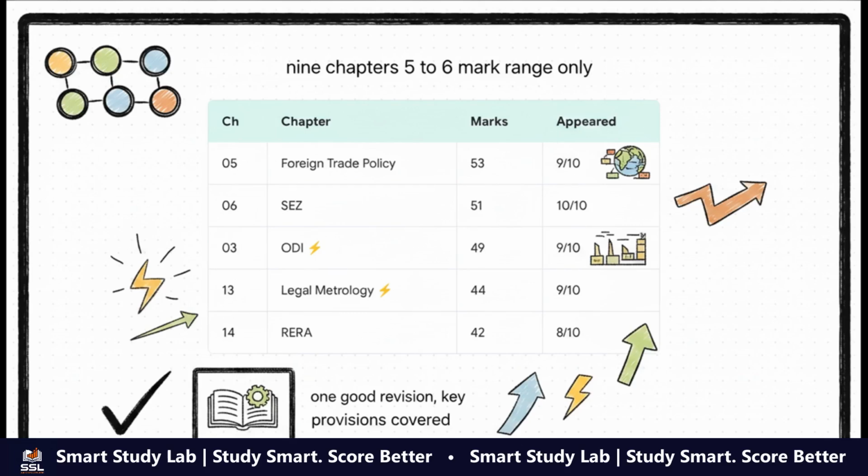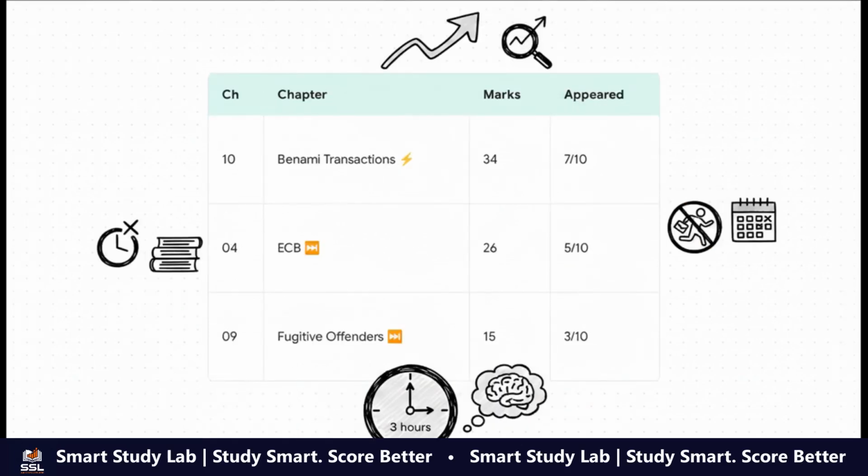But do keep an eye on the 2 rising stars in this tier, ODI and legal metrology. Their weightage has been slowly creeping up, so maybe give them a little extra love. And finally, we have Tier 4. Benami transactions is actually on a slight upward trend, so it's worth covering the key definitions there.